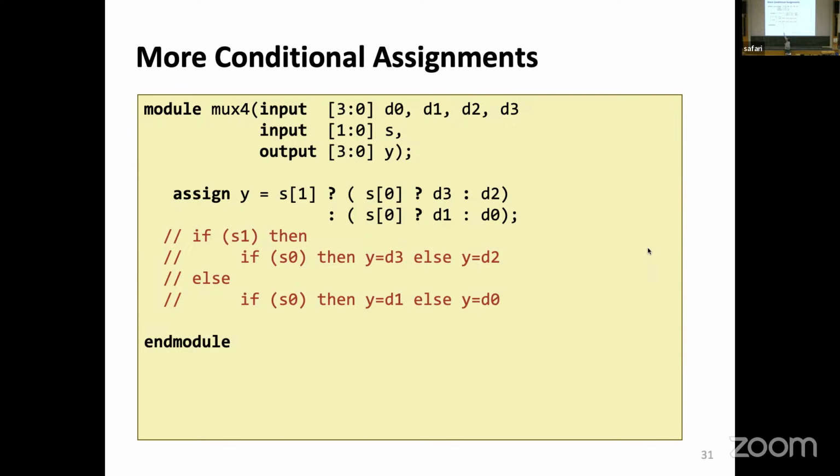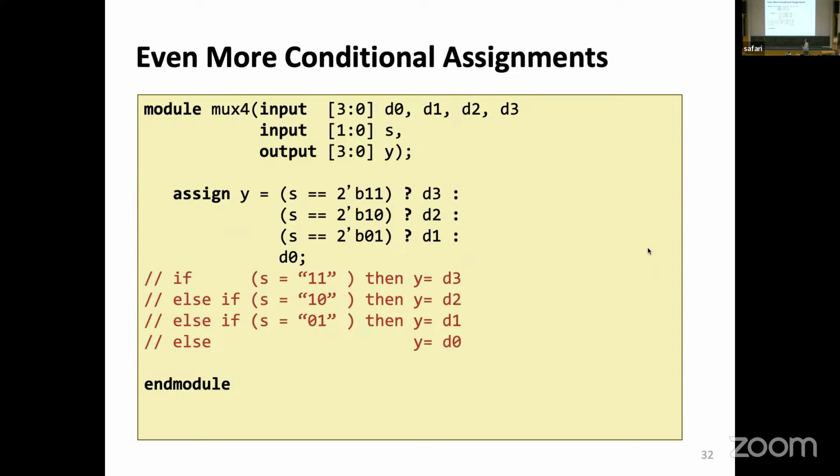If you were to write it down as an if-else-if kind of statement, you'll be looking at something like this. Is that the only way? Well, we could also do it slightly differently. Now we are writing something that looks like this: we are checking both conditions at the same time. Is it 1,1, then D3; is it 1,0, then D2; is it 0,1, then D1? Well, if everything fails, let's make it D0.